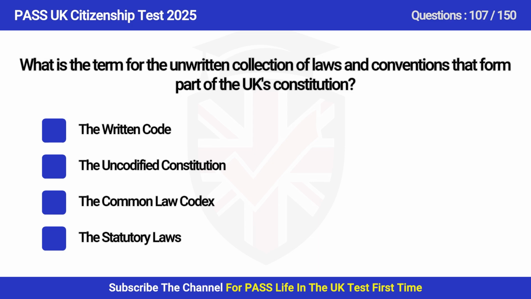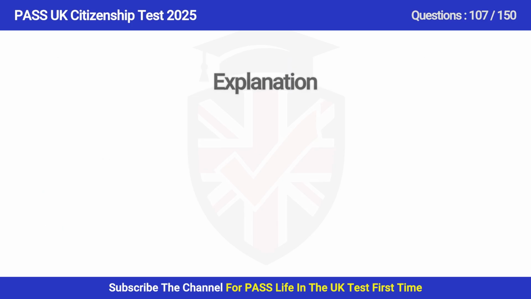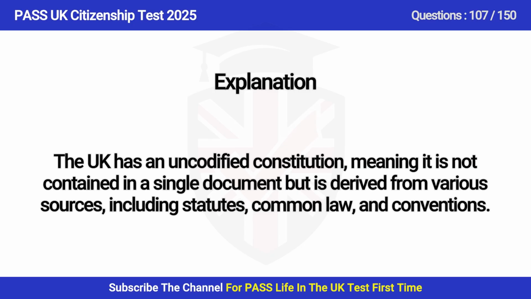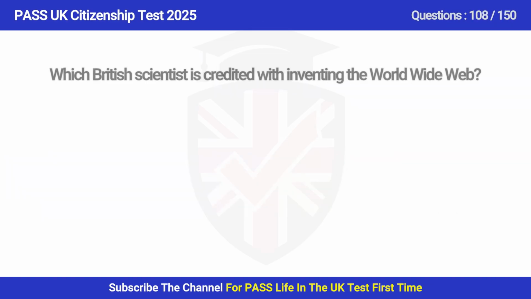A. The Written Code. B. The Constitution. C. The Common Law Codex. D. The Statutory Laws. Answer is B, the Constitution. The UK constitution is uncodified, meaning it is not contained in a single document, but is drawn from various sources, including statutes, common law, and conventions. Question 108.